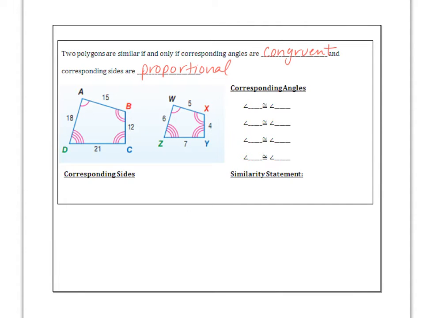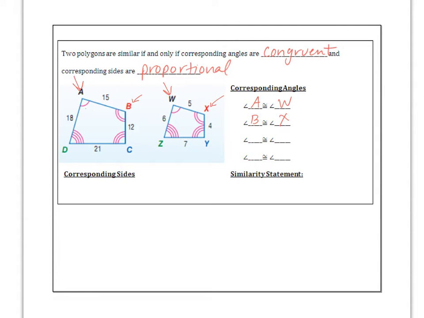Look at angle A in the quadrilateral on the left. See how it has one curve? Well, over here, angle W also has one curve. So that means angle A is congruent to angle W. They are the same size. Check out angle B. Angle B has two curves. Well, so does X. And so angle B is congruent to angle X, exactly the same size.